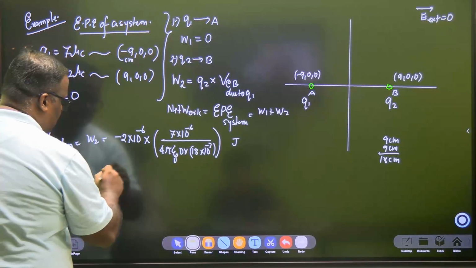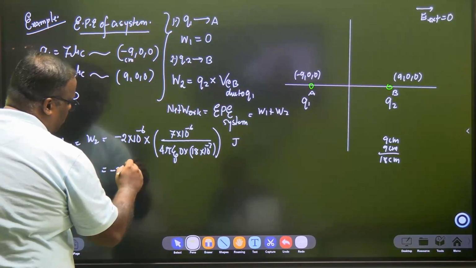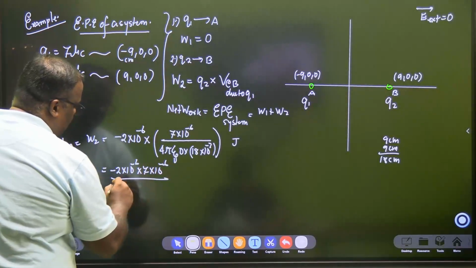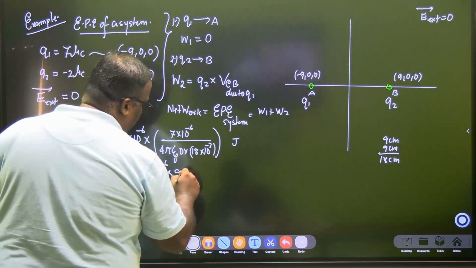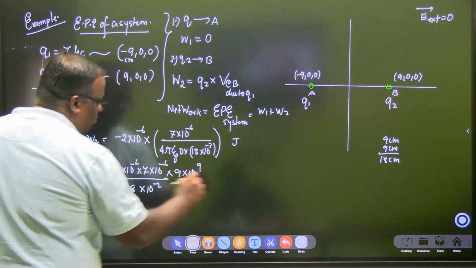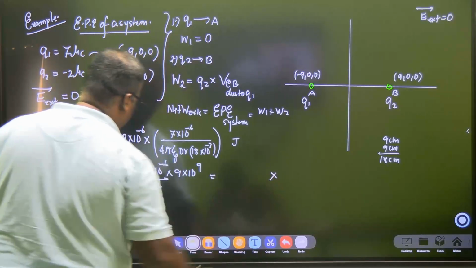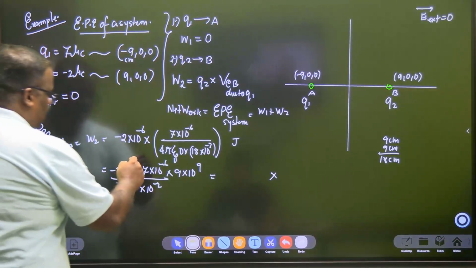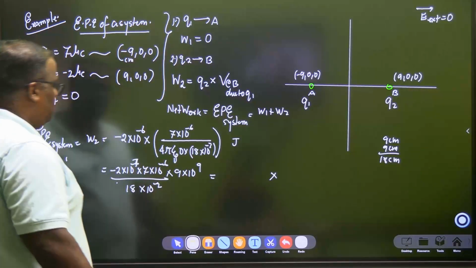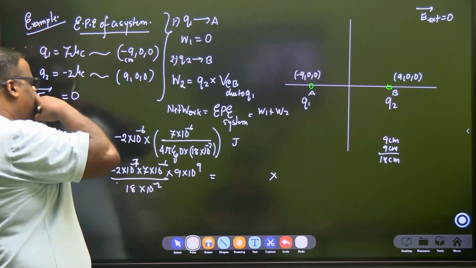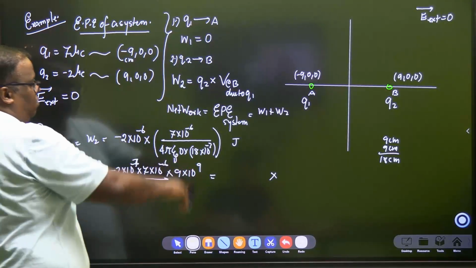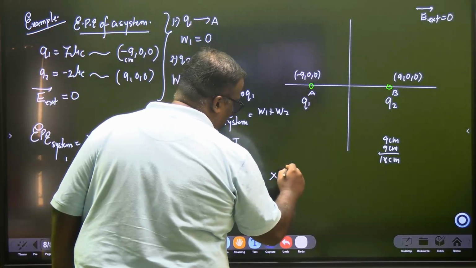So let's do negative 2 into 10 to the power minus 6 into 7 into 10 to the power minus 6, multiplied by 9 into 10 to the power 9, divided by 18 into 10 to the power minus 2. So let's solve all 10 to the powers first. 10 to the power minus 7 and minus 6 makes it minus 13. Minus 13, and this minus 2 will go up and become plus 2. Minus 13 and plus 2, minus 11. Minus 11 and plus 9, it is ultimately minus 2.